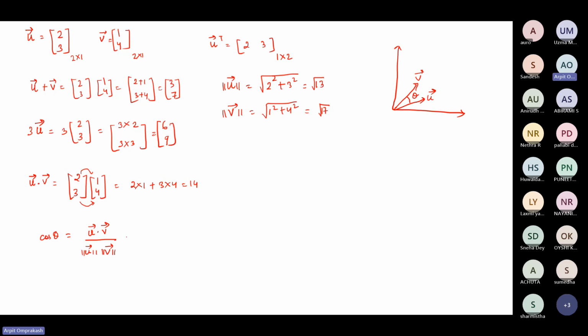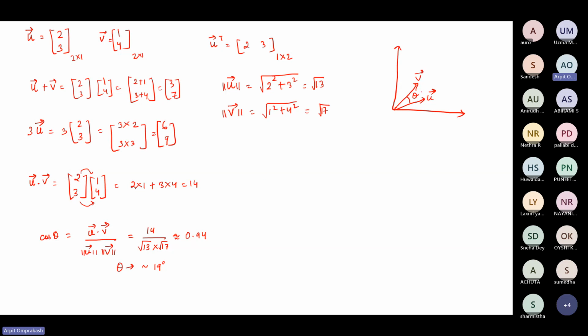So in this case, if we were to compute this, we have already computed the dot product, which is 14. We know the norm of both the vectors. It's root 13 into root 17, which will turn out to be approximately 0.94. And so we can tell that the angle between these two vectors is approximately 19 degrees, because cos of 19 degrees is 0.94.